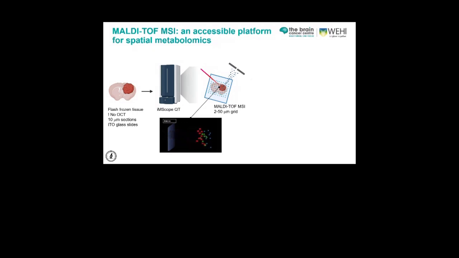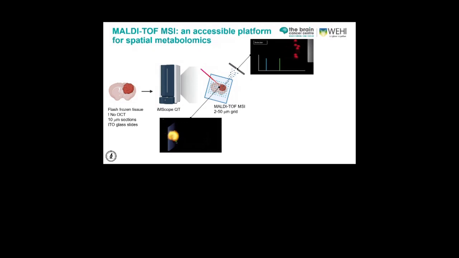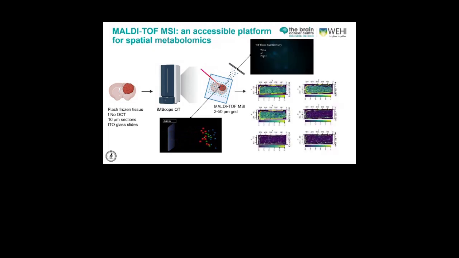Then you ablate that sample surface of the embedded tissue using a laser in a grid-like pattern, and everywhere the laser hits, metabolites will be released, and they can then be measured by a time-of-flight analyzer, where the velocity of how fast the metabolite travels is actually inversely related to its mass, giving us a spectra. And this then, over the grid-like pattern, will allow us to visualize any detected mass-to-charge ratio in space.